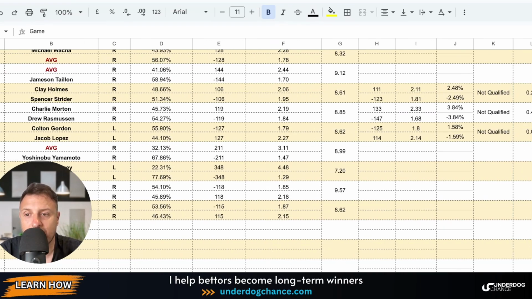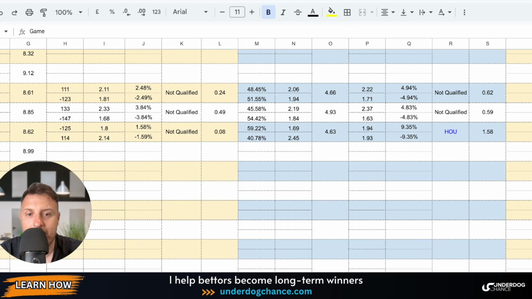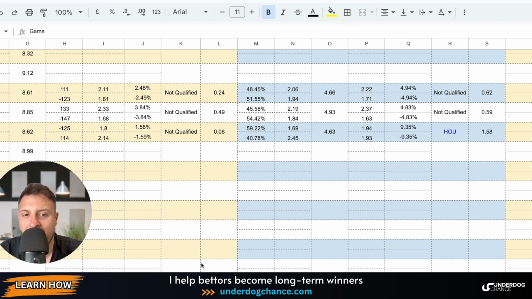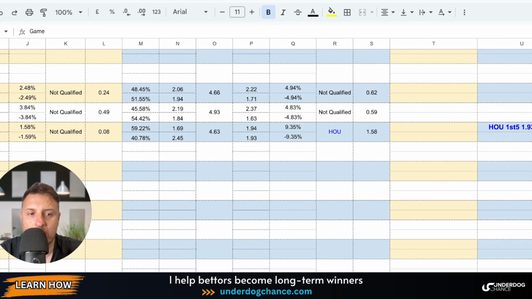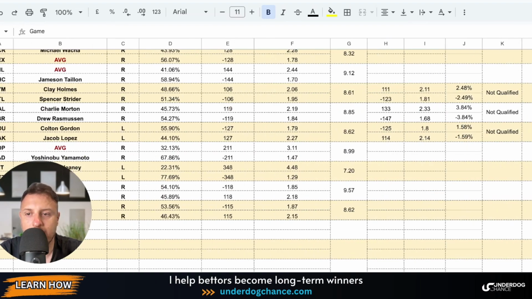But at the start of the game, I have a value with Houston. Okay, so I have Houston should be 1.69 in first part of the game. Bookmakers have this at 50-50. So there is a value with Houston.